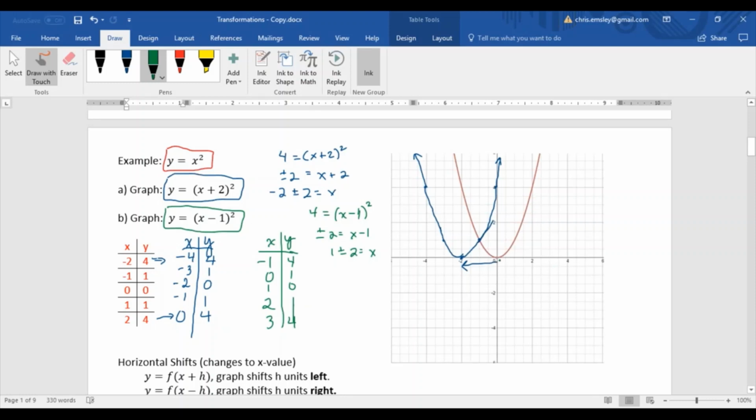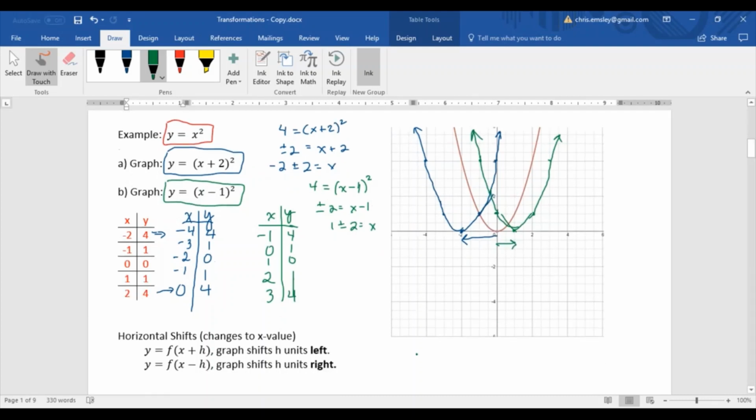And when we plot those points, -1, 4 would be about here. 0, 1, 1, 0, 2, 1, and 3, 4. And again, this is probably not a surprise anymore. We get that same parabola shape. Oops, sorry. My graphing is not getting any better. There we go, except you can see this time our vertex has shifted 1 unit to the right.